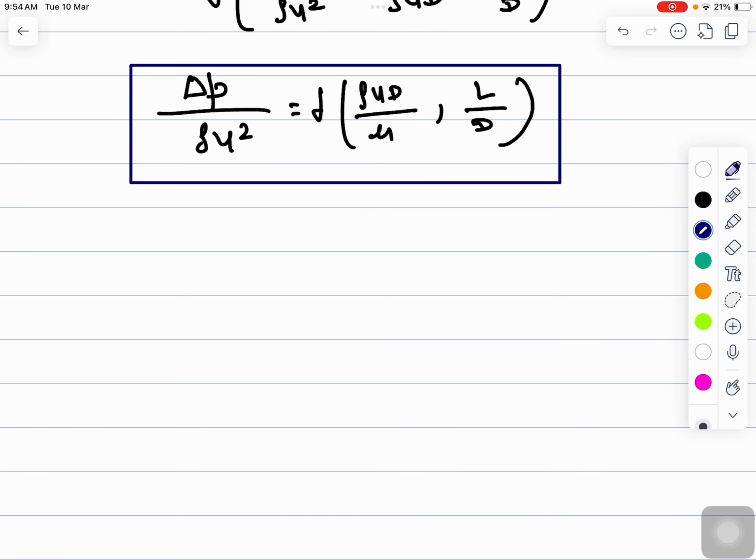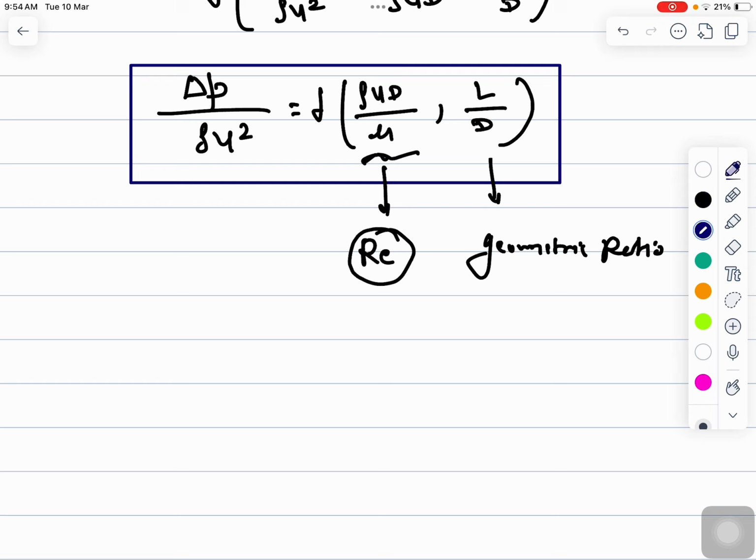So the interpretation that you can see here is that the pressure drop in a circular pipe depends upon the Reynolds number and the geometric ratio. You had lots of parameters, 7 parameters or 6 parameters were there, and now you have reduced them to only 2 dimensionless groups, that is the Reynolds number and the dimensionless geometric ratio, right? So this is how we have to perform the Buckingham pi theorem to reduce the dimensions for a particular parameter in the system.